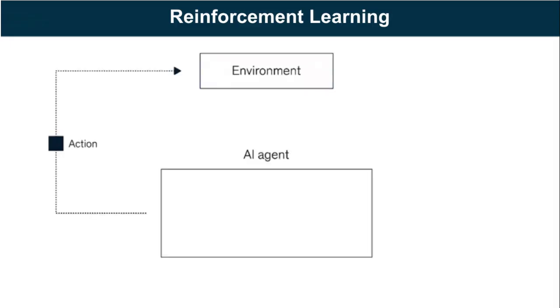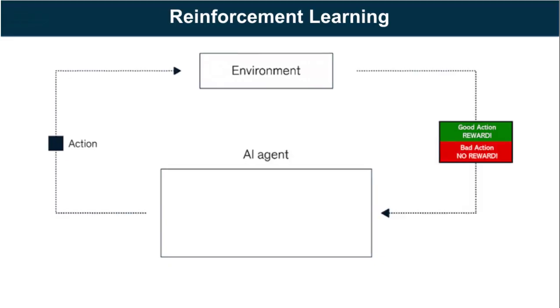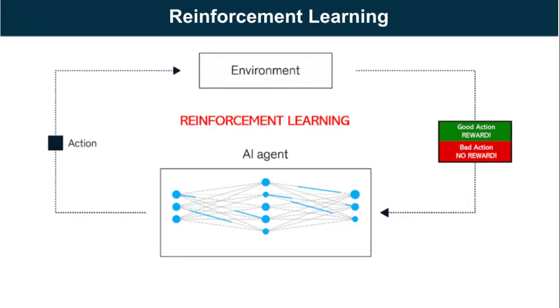3. Reinforcement learning is a type of machine learning that focuses on trial and error learning. The agent takes an action on the environment, observes the outcome, and adjusts its strategy based on whether the action led to a positive or negative result. Over time, through trial and error, it learns an optimal policy that maximizes rewards.